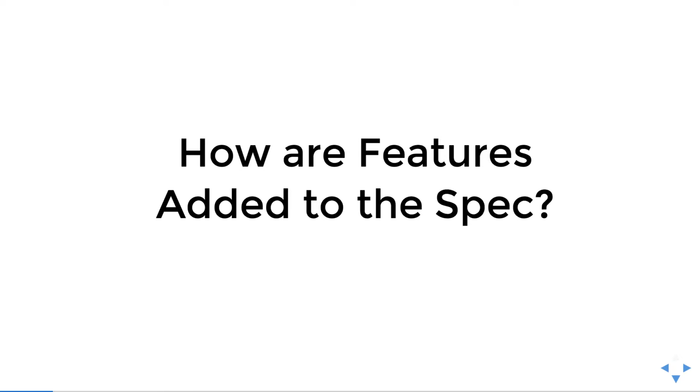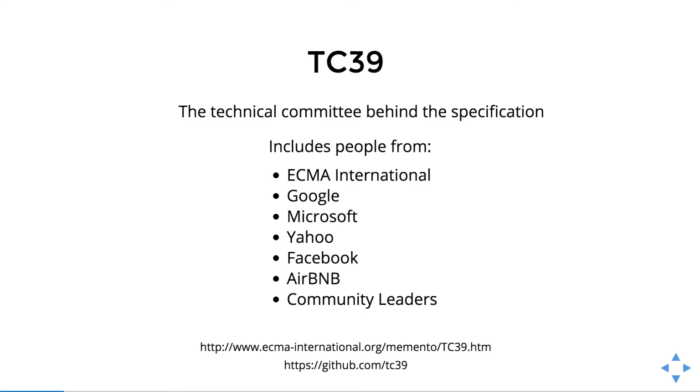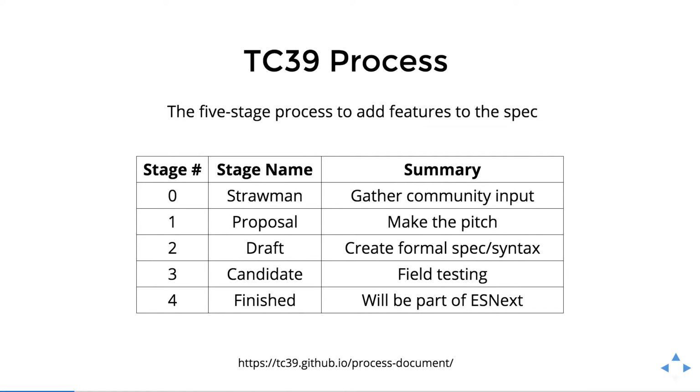So how are features added? How do you know when they're added? How do you know what they are? How do you know what's coming? This is the technical committee, TC39. It includes people from industry leaders and companies that work on the web, as well as individuals. You can learn all about them down below. It's boring. This is the good parts out of all that you'd go through, essentially. This is the process for when a feature gets added to the spec.